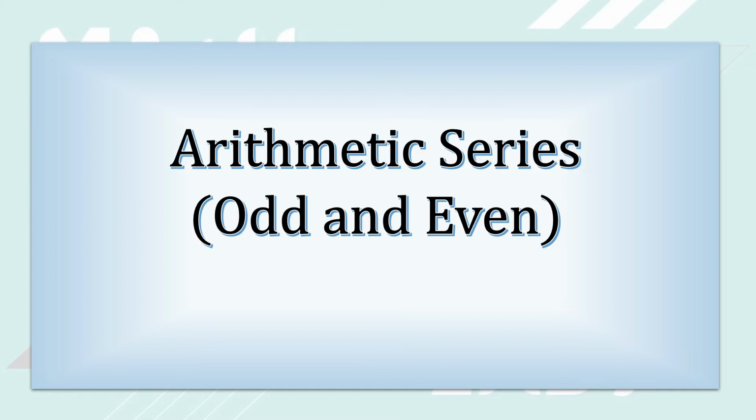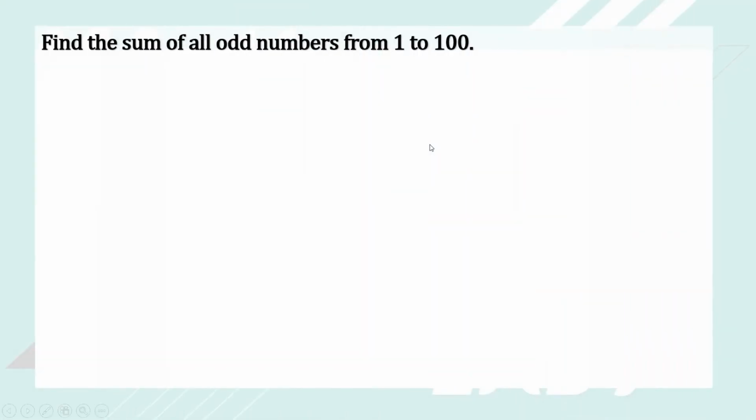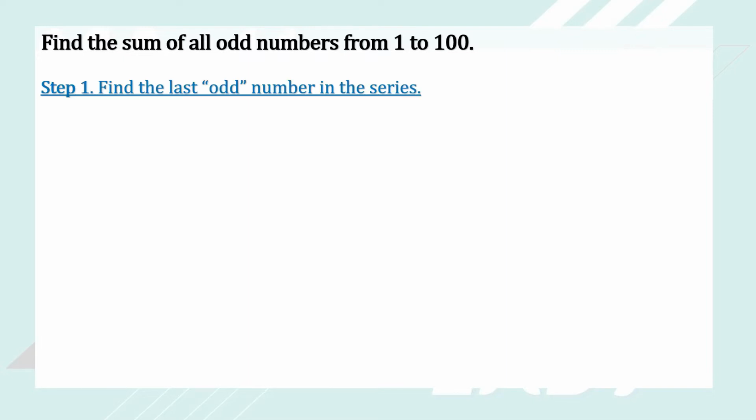So, let's start. So, for example, find the sum of all odd numbers from 1 to 100. So, arithmetic series meron niyang formula. Pero just in case na nahihirapan ka sa formula, I'll give you a shortcut. Step 1, find the last odd number in the series. So, dito sa ating set ng numbers from 1 to 100, ang last odd number ng ating series ay 99 kasi ang 100 ay isang even number.